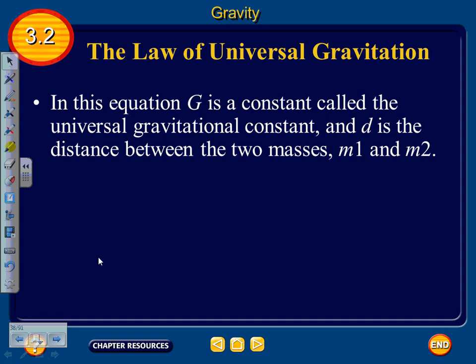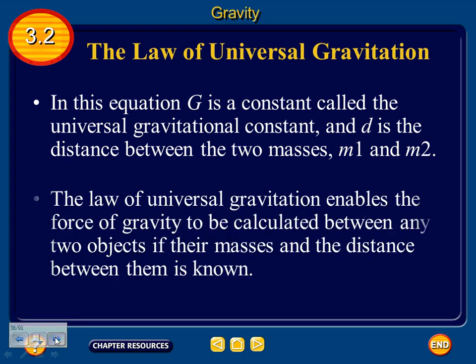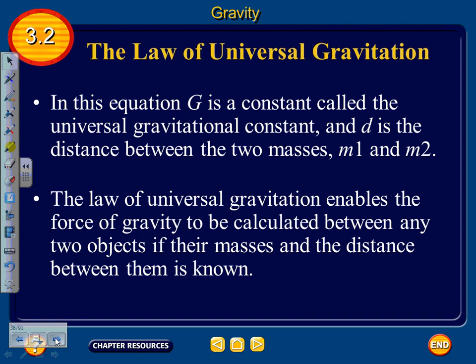In this equation, G is a constant called the universal gravitational constant. We'll take a look at that in a minute. And d is the distance between the two masses, m1 and m2. The law of universal gravitation enables the force of gravity to be calculated between any two objects if their masses and the distance between them is known.